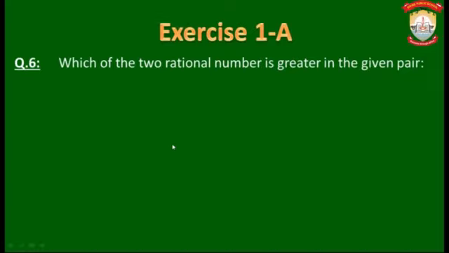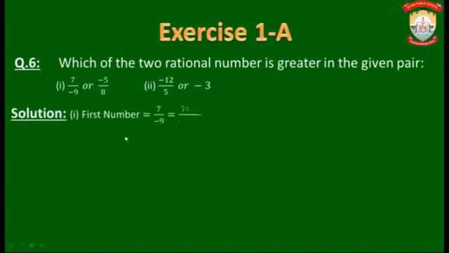Here I have taken two parts. The rest you will do by yourself. Now part 1. We had already learned some steps for the comparison of rational numbers. The first step was to make the denominators of all the rational numbers positive.